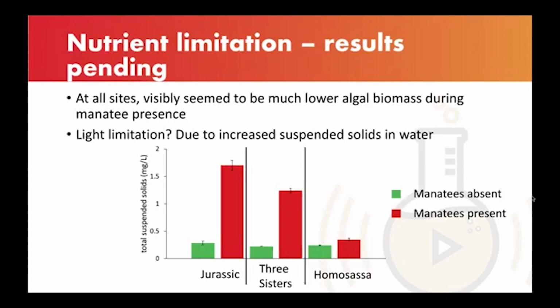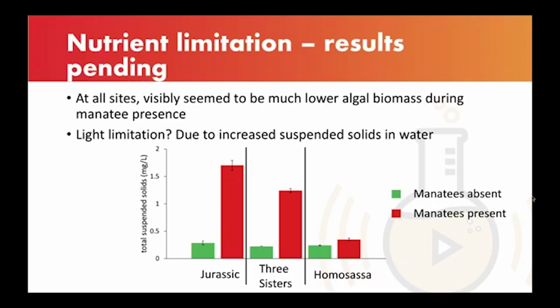Some of our results. So our results are still pending. We're still in the process of analyzing these data. We're trying to look at algal biomass right now on the studies that we've already conducted. We conducted these studies before the manatees were present and after the manatees were present, so in October and then again in January. And at all sites, I can say anecdotally that we visibly seem to have much lower algal biomass when there was manatee presence, but I still need to look at these data.